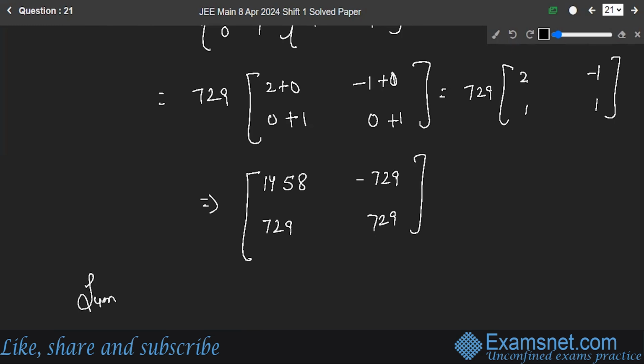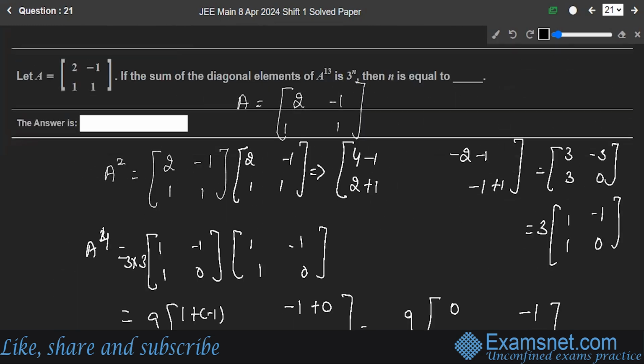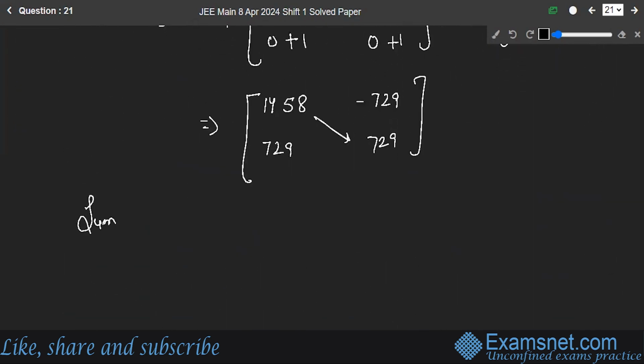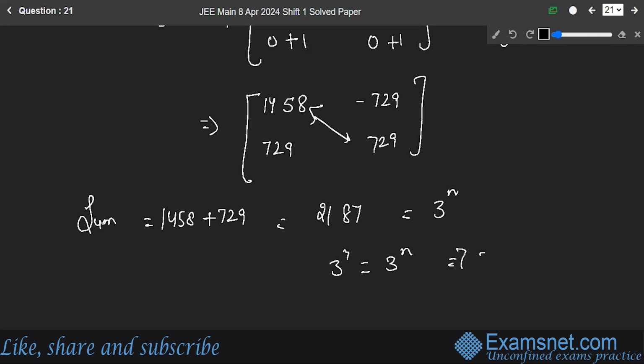Now, what you have to find out is the sum of the diagonal elements of this, which is 3 power n. So let's find out the sum of the diagonal elements. Let's add both of them. 1, 4, 5, 8, 7, 2, 9. You have 7, 8, 2, 1. So the sum of diagonal elements is equal to 3 raised to power n. This is 3 raised to power 7. So that gives you n is equal to 7. Okay, this is the right answer to the question. You got the value of n as 7.